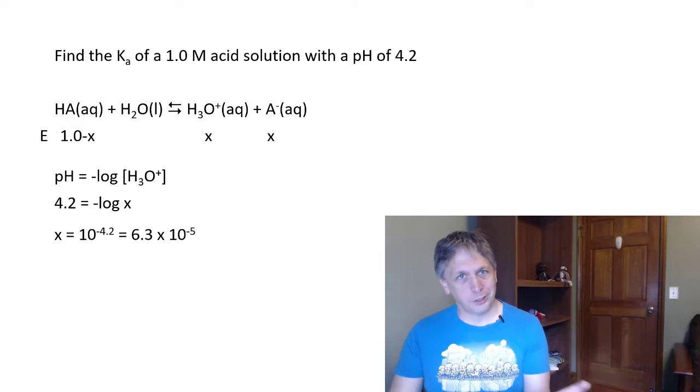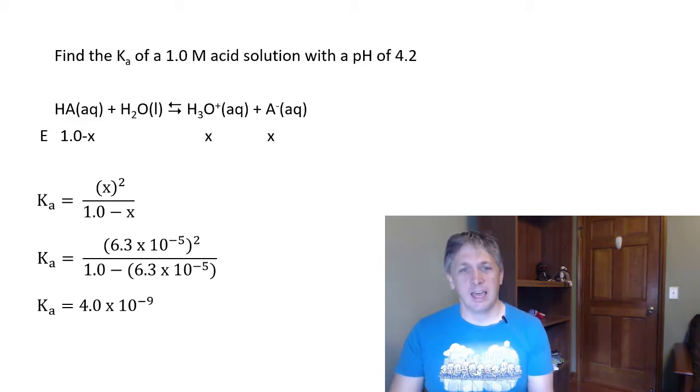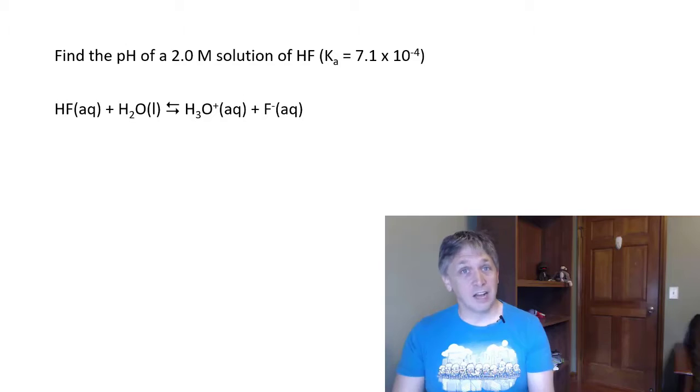So now we go back to our expression of Ka, plug in our value of X, and that will give us a Ka of 4 times 10 to the negative 9. But what happens a lot of times is you know the value of Ka because you know what acid you're working with, and most of the common acids, their Kas are well known. So what you'll do instead is you'll make a solution and you'll want to figure out what the pH of it's going to be. For example, let's say we have a 2 molar solution of hydrofluoric acid, and the Ka of that is usually 7.1 times 10 to the negative 4.